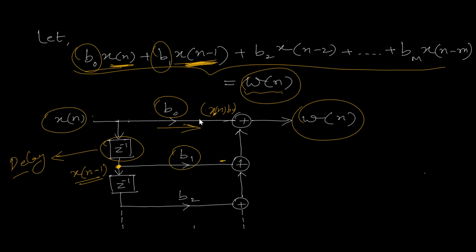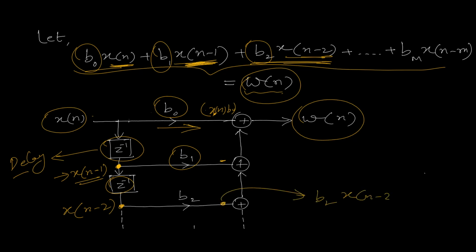Likewise, at this point we have already introduced one delay. Now this second delay will introduce two units of delay, so at this point the signal will be x of n minus 2. And you can see in the equation that x of n minus 2 will get multiplied with b2. So at this point we are getting b2 multiplied by x of n minus 2.